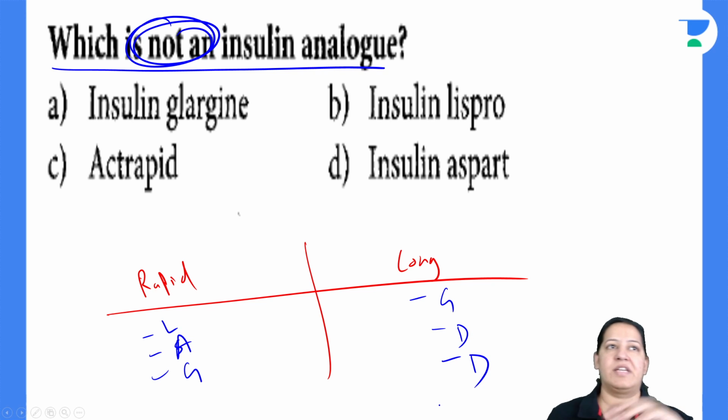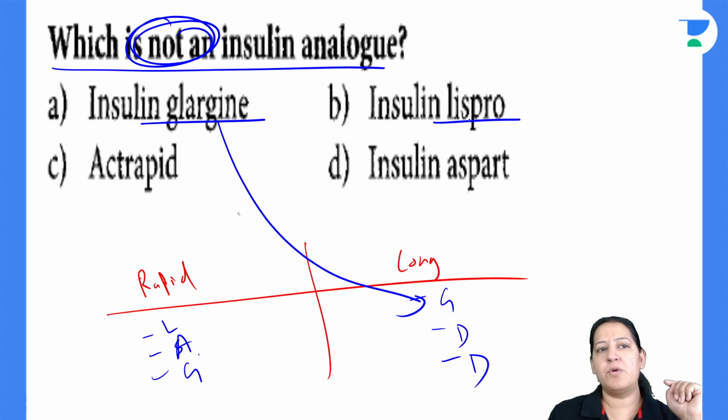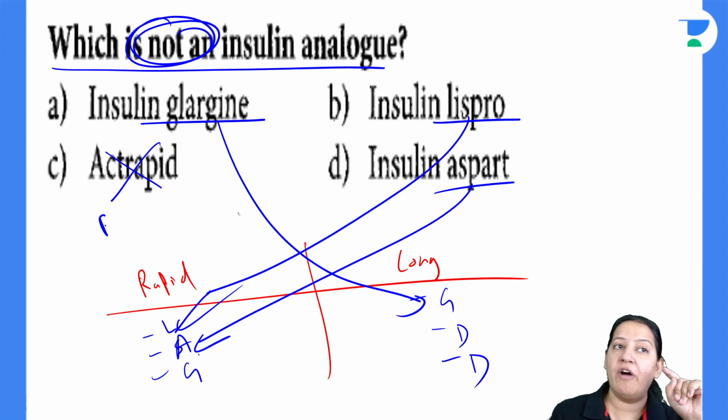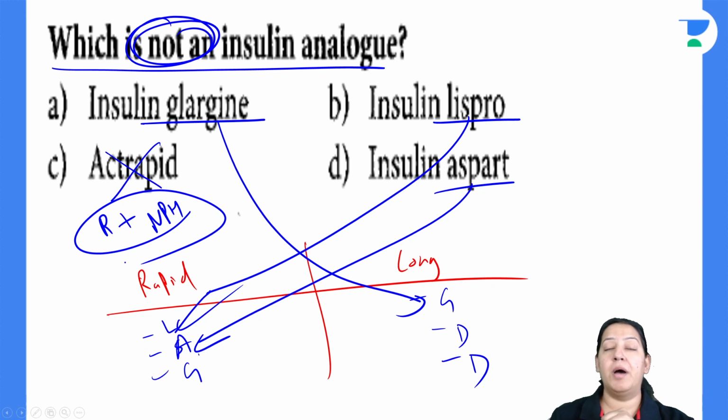So these are the long acting. So it is glargine, ये तो है. Glargine is the long acting. Lispro is a short acting, and aspart is also a short acting. But Actrapid is not the answer. Actrapid is the combination of regular and NPH, as I've told you, which we give in split regimen. उनके combination को Actrapid कहते हैं. So it is not an analog. So correct answer is C.